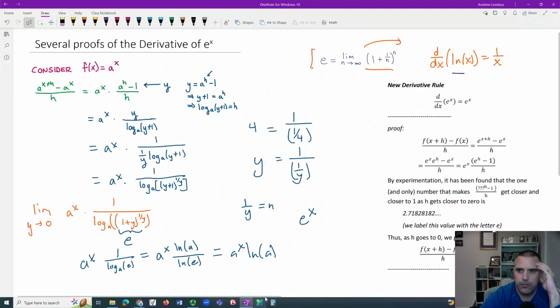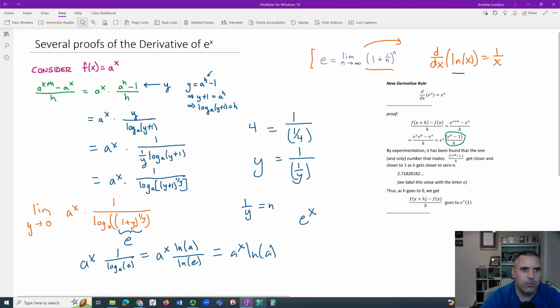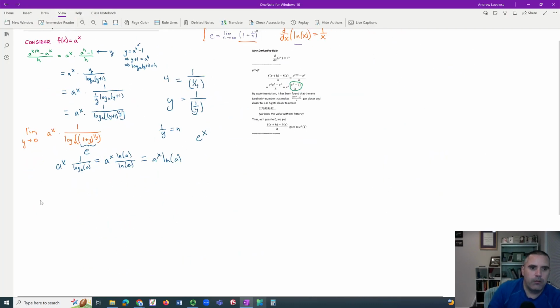So let's go back to the proof. E is this special value that makes this limit right here go to 1. And if it goes to 1, then the derivative of e to the x is just e to the x. So there you go. There's several different perspectives of this rule that many students know well from calculus, which is that the derivative of e to the x is e to the x.